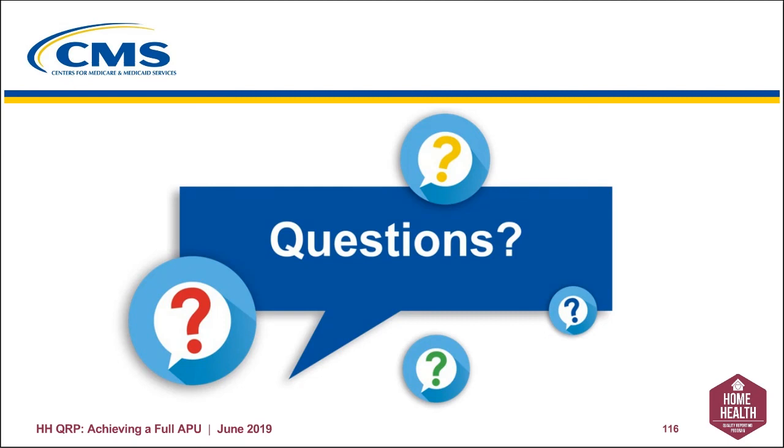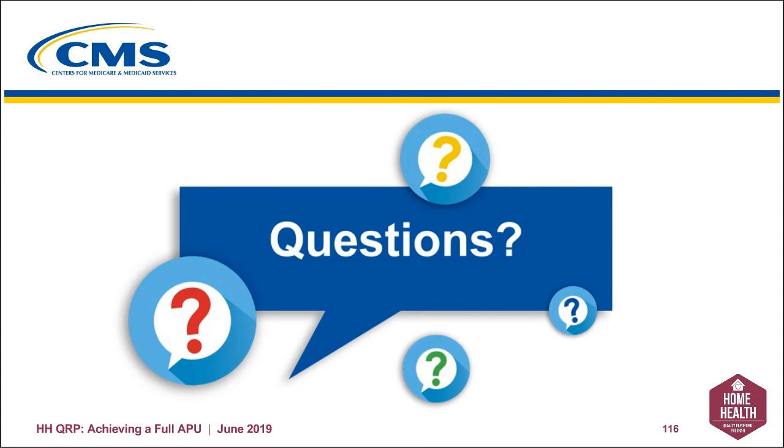Thank you, Lori. Looks like I have a question. What percentage of OASIS submissions are required this year to avoid the APU reduction? Heidi? Hi, sure. The threshold for the QAO, or quality assessment only, metric in calendar year 2019 is 90%. This metric is based on the proportion of quality and non-quality assessments submitted by the agency. OASIS assessments need to be submitted on time, that is within the 30-day deadline, to meet the threshold.